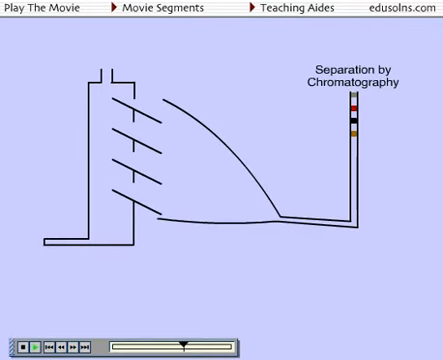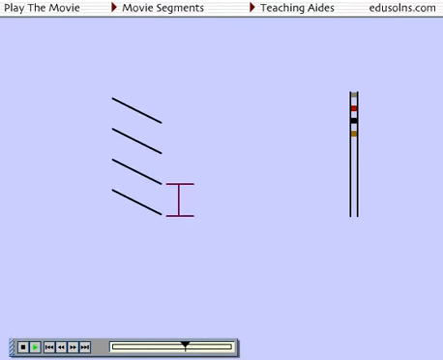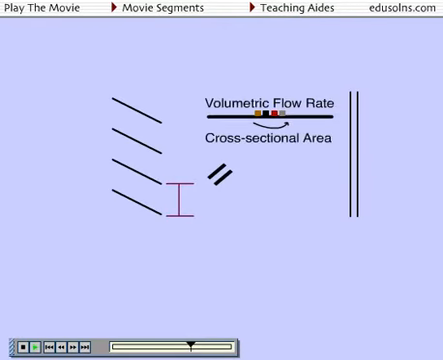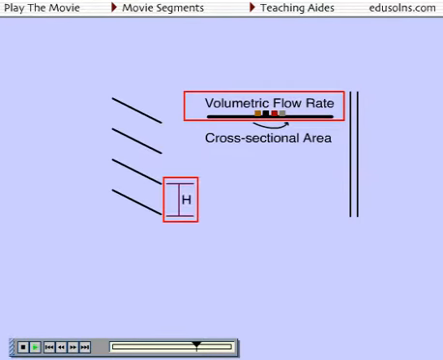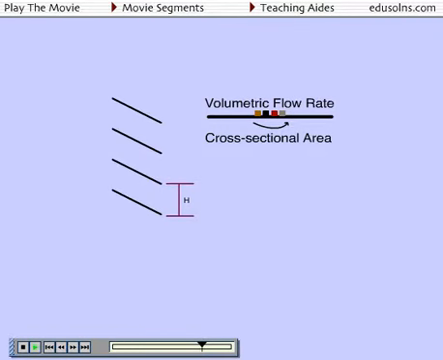Let's think about the plate concept a little further. The thickness of the plate is influenced by the linear velocity of the mobile phase in the column. This is calculated by taking the volumetric flow rate and dividing by the cross-sectional area. Note the relationship between the flow rate in the column and H. Thus, one goal of setting the flow rate is to keep H as small as possible. As stated earlier, the reason for this is the thinner the plate, the higher the number of plates that can be packed in a column.